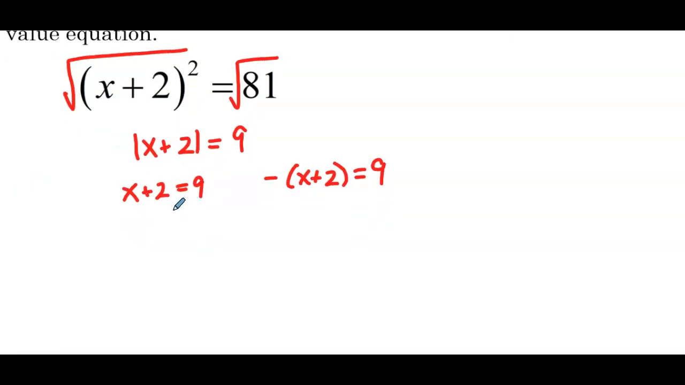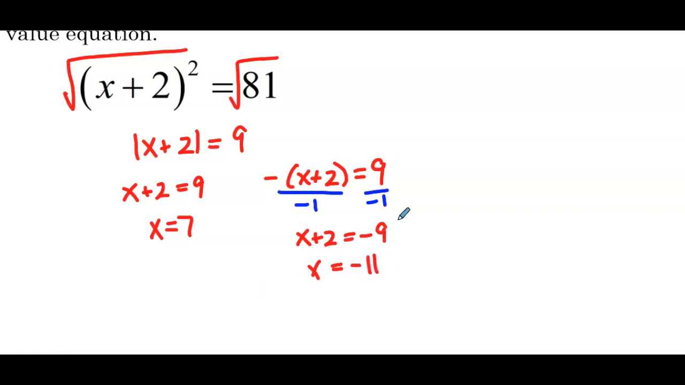So here we can subtract 2 from both sides. We'd have x equals 7. In this case, instead of distributing, I'll divide by negative 1 just to show the other way to solve this. So x plus 2 equals negative 9. Subtract 2 from both sides, x equals negative 11. So our solution set is negative 11 or positive 7. Quick check, negative 11 plus 2 is negative 9, squared is 81. 7 plus 2 is 9, squared is also 81.